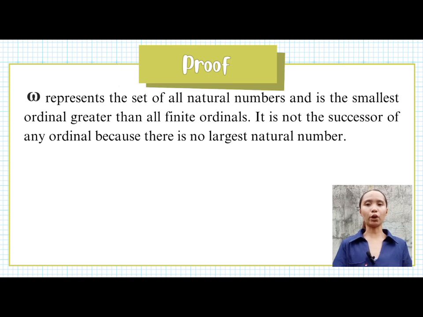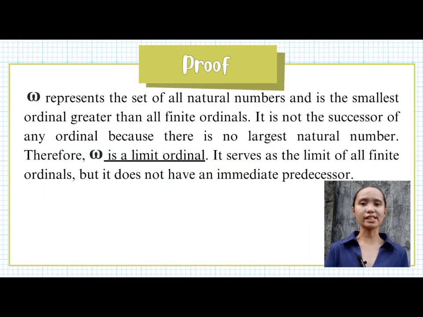But here's the key point. There is no largest natural number. Because of that, there is no ordinal beta such that omega equals beta plus 1. In other words, omega is not the successor of anything. Therefore, omega is a limit ordinal. It serves as the limit of finite ordinals, but it does not have an immediate predecessor.